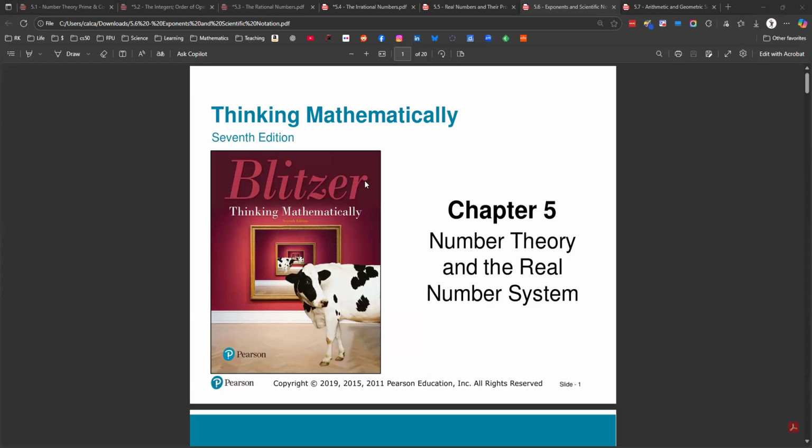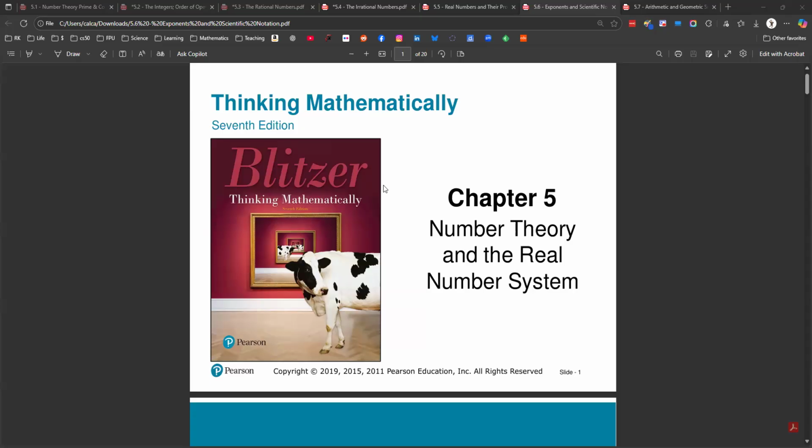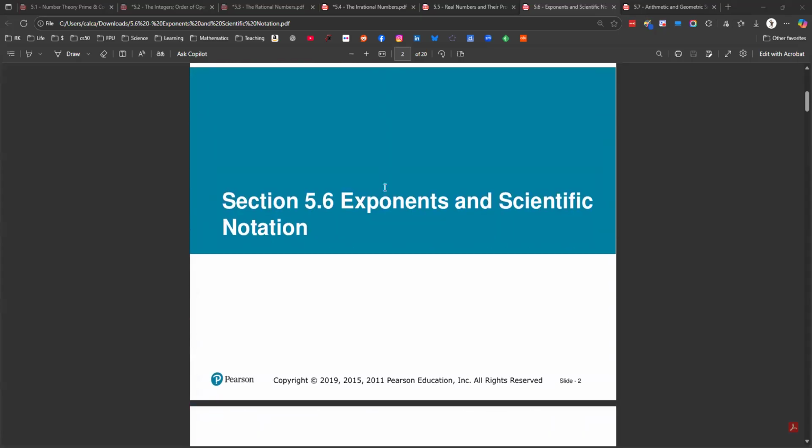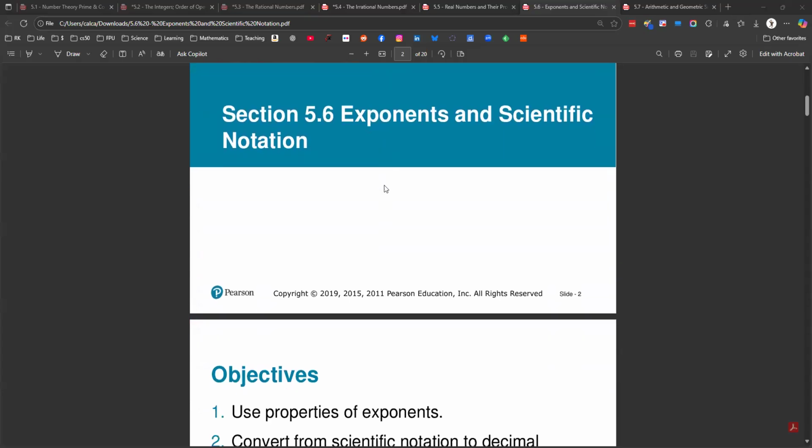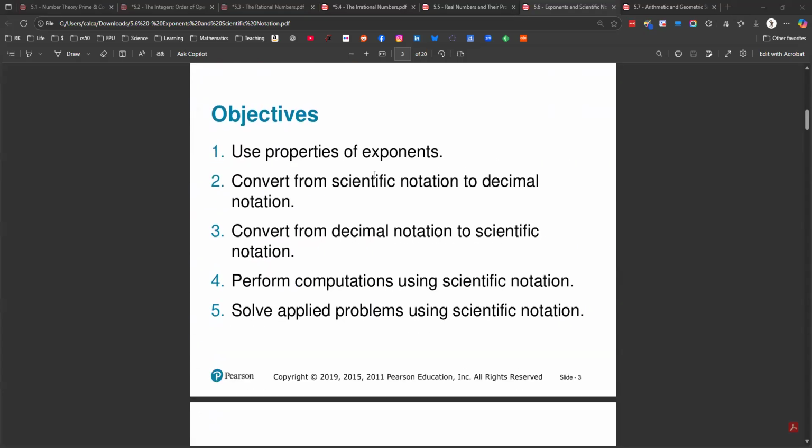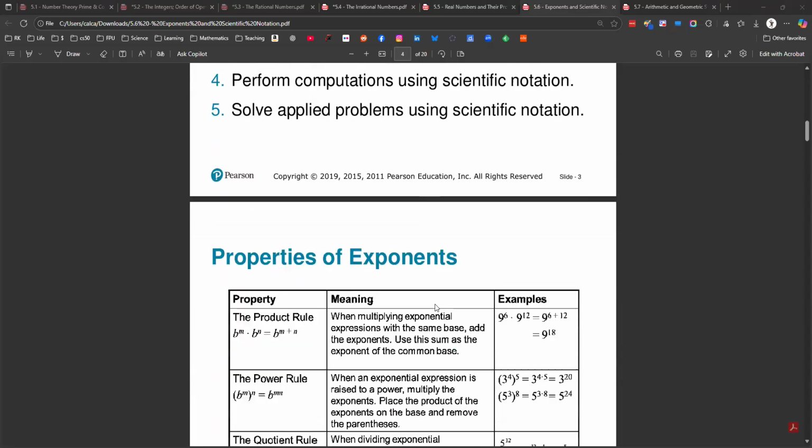Welcome to the next exciting edition of Chapter 5, Number 3 in the Real Number Systems. This is 5.6, Exponents in Scientific Notation. In this section, we're going to use properties of exponents, convert scientific notation to decimal notation, convert decimal notation to scientific notation, and then perform computations using scientific notation and solve problems using scientific notation. All right, let's jump into it.